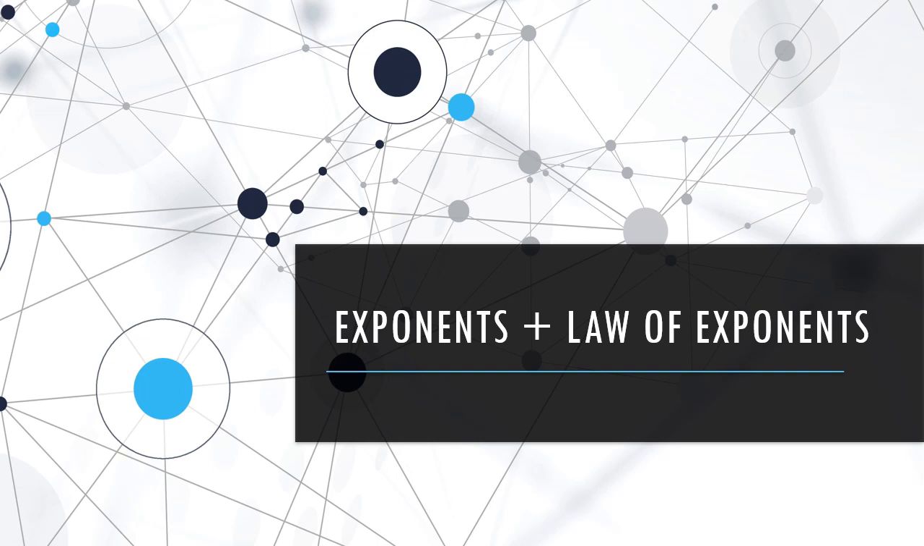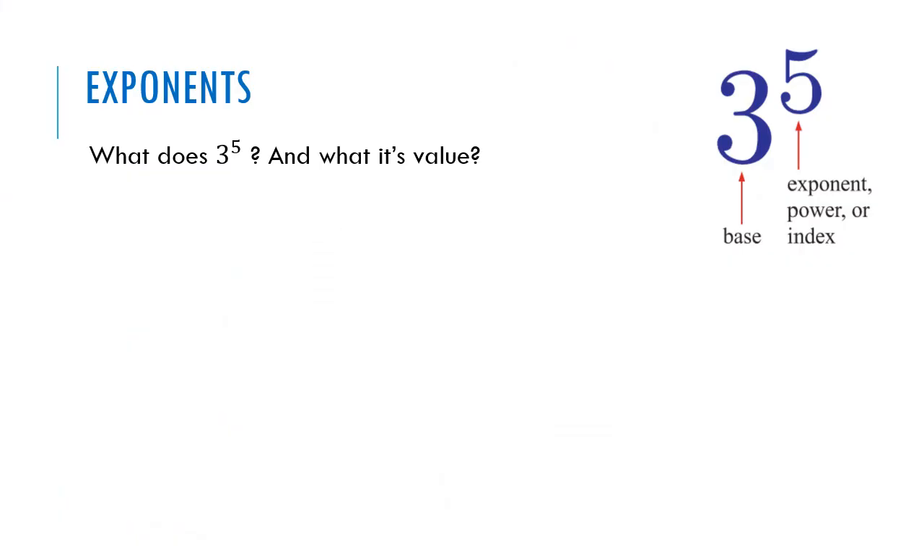Okay, so today we're going to be doing exponents and the laws of exponents. You've seen this before, you've experienced a lot of it. I just like to go over things to make sure that if someone forgot something, I refresh their memory. So it says, what is 3 to the fifth and what is its value?